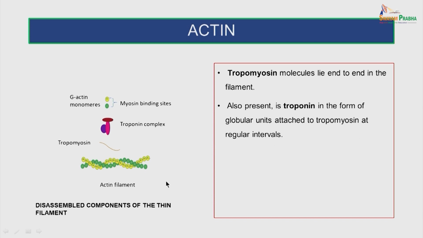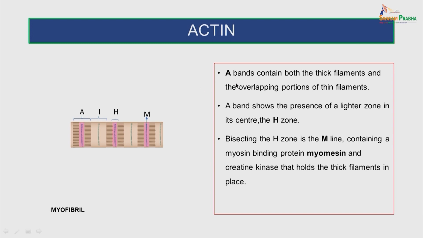So these are the disassembled components of the thin filament: the G-actin monomers, the troponin complex, the tropomyosin, and the actin filaments. The A bands contain both thick filaments and the overlapping portions of thin filaments. The A band shows a lighter zone in the center, the H zone. Bisecting the H zone is the M line, containing a myosin binding protein, myomesin, and creatine kinase, which holds the thick filaments in place.